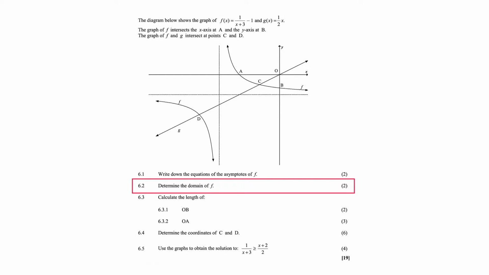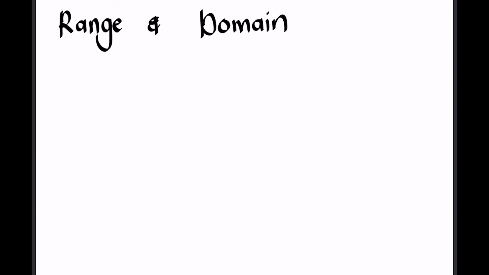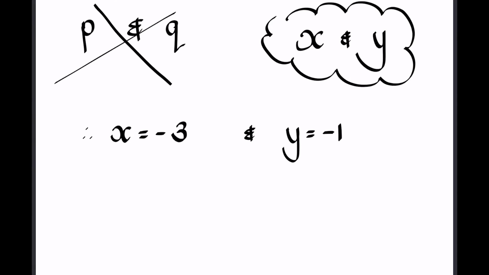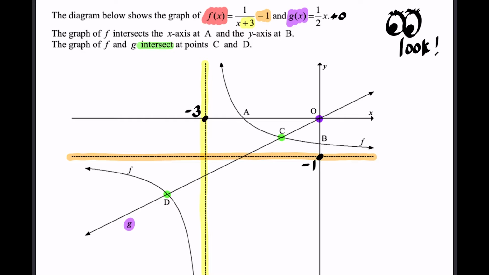The next question says, determine the domain of f. Now remember, we have range and we have domain. D comes before R and x comes before y. So domain are my x values and range are my y values. That's just an easy way to remember the difference between domain and range. Domain, we're working with x's; range, we're working with y's. Domain and range are the minimum and the maximum values.